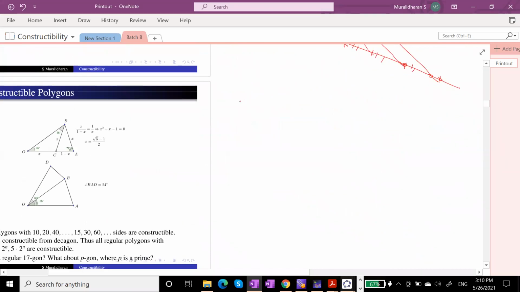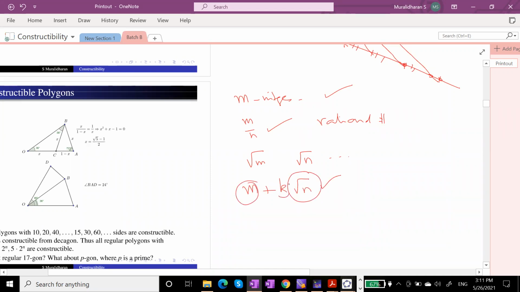I can construct any length. I can construct any integer length m. Can I construct m by n? I can construct that, which means I can construct any rational number. And I can construct root of m, root of n. So I can construct m plus k times root n, because I can construct m, root n, and k is an integer, so I can construct all these things.